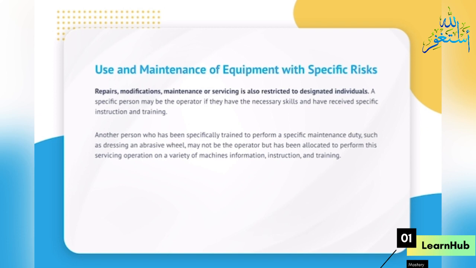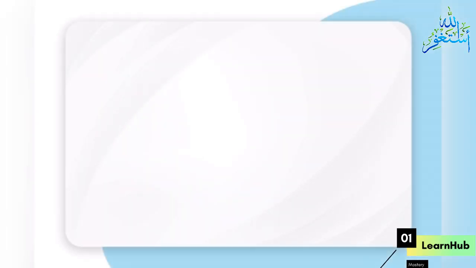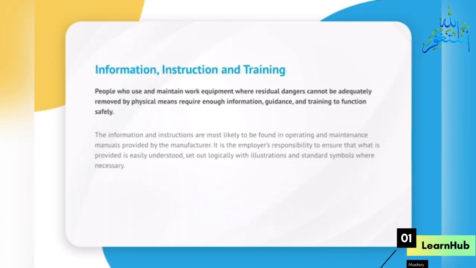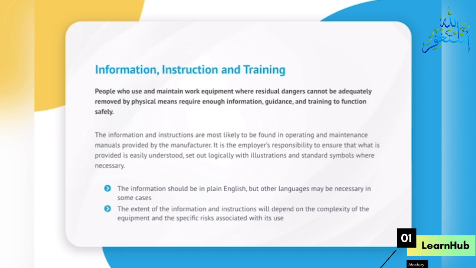Information, instruction, and training. People who use and maintain work equipment where residual dangers cannot be adequately removed by physical means require enough information, guidance, and training to function safely. The information and instructions are most likely to be found in operating and maintenance manuals provided by the manufacturer. It is the employer's responsibility to ensure that what is provided is easily understood, set out logically with illustrations and standard symbols where necessary. The information should be in plain English, but other languages may be necessary in some cases.